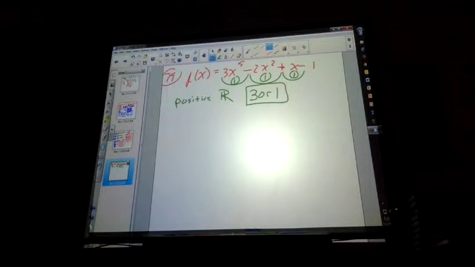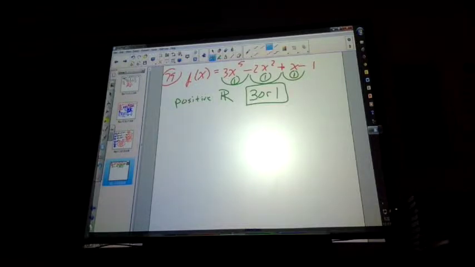And what you have to realize is we're talking about the positive real zeros. Now here's the problem. If your zero is irrational, it's not going to work with this. Okay? Does that make sense?